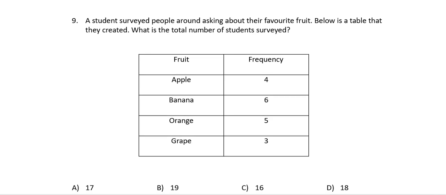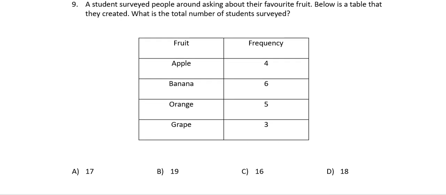The student surveyed people around asking about their favorite fruit. Below is a table. What was the total number of students surveyed? If you don't know how, you just pretty much add up the frequency. So 4 plus 6 plus 5 plus 3. 4 plus 6 is 10, 10 plus 5 is 15, 15 plus 3 is 18. So the answer is D.